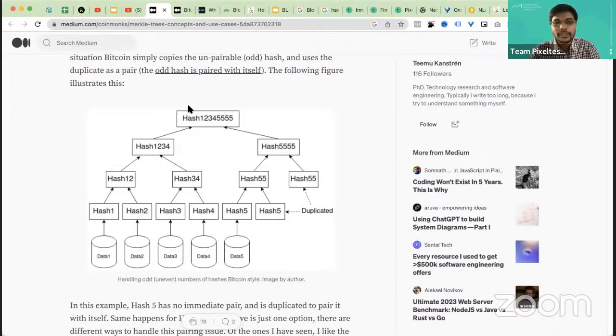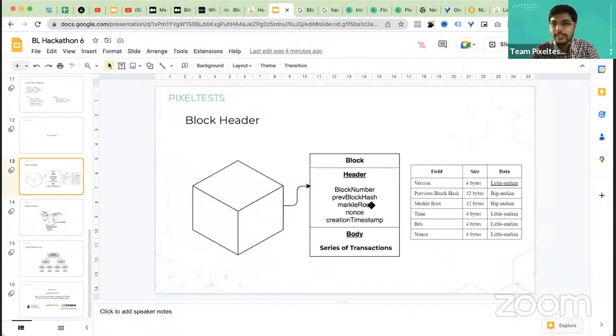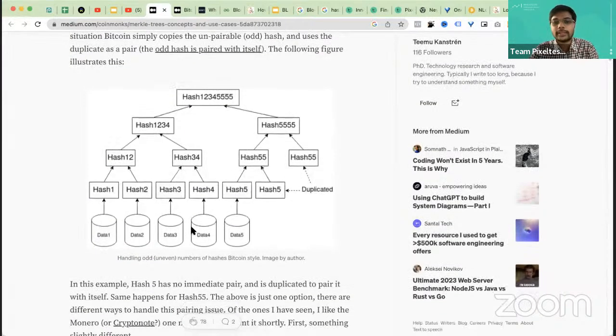Thank you, Sharayu. So now this hash is included in your block header, right? So this is the Merkle root. You do not have all the hashes. You're going to have the Merkle root, right? So we'll see the benefits of this also. So now we've also understood how to handle an unbalanced number of transactions.